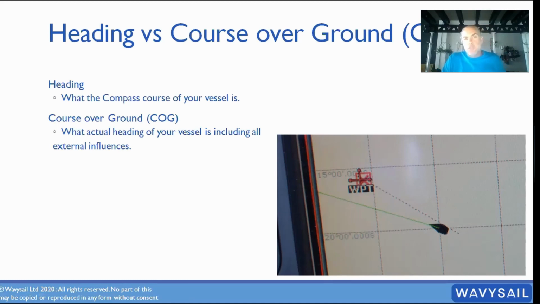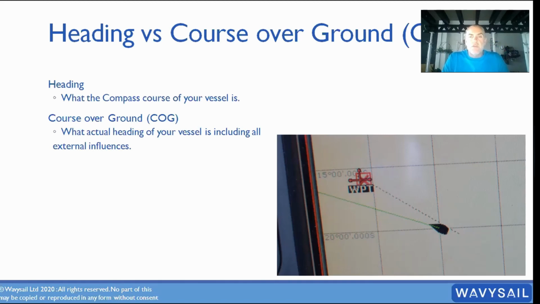Now it is shortened to COG, so you will quite often see a GPS saying COG, course over ground. That's your actual track of your vessel, including all the external influences. So for instance, if you're sailing in tide, your course over ground will include the tidal influence. If you're sailing in current, it'll include the current influence. Any windage on your boat, whether it's speeding you up or slowing you down, will be included if it's pushing you sideways.